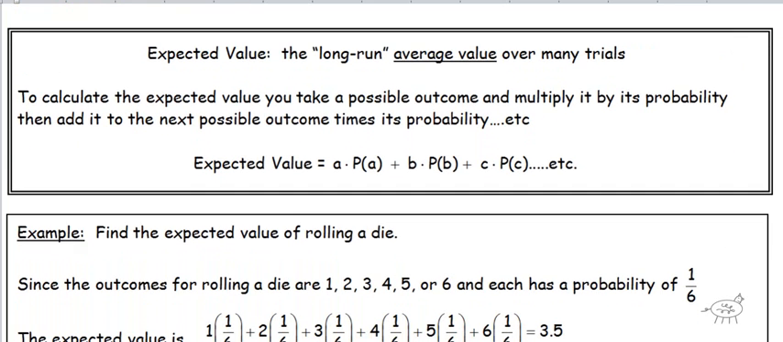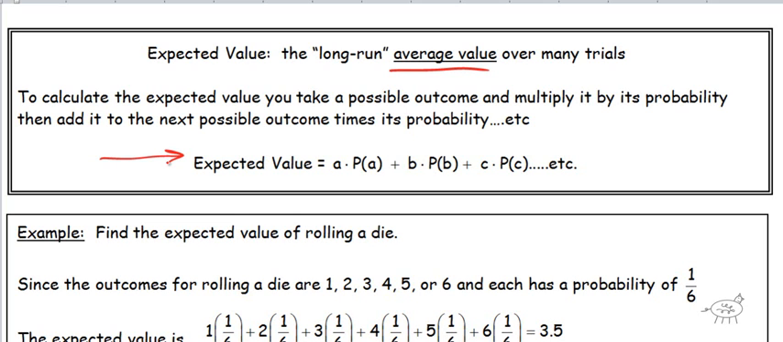First of all, definition. Expected value is the long-run average value. And notice, math fans, I underline this in red here. It's the average value over many trials. To calculate the expected value, you take a possible outcome and multiply it by its probability, and then add it to the next possible outcome times its probability, etc. So mathematically speaking, this is what expected value is.